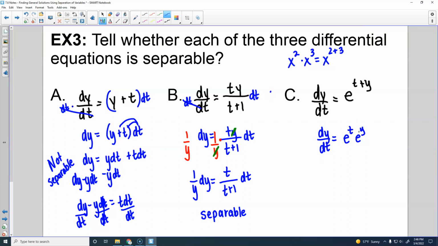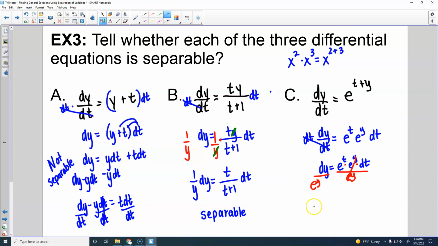Now it should be pretty simple to do. Multiply by dt. That gets the dt over here. That's a step you're going to do about every time. Okay? And then notice here, everything's multiplied together. We got e to the t, e to the y, and dt. All 3 of those things are multiplied together. So how could we get rid of that e to the y? Divide it off. So we could divide by e to the y here, which will cancel it out, and divide by e to the y here.